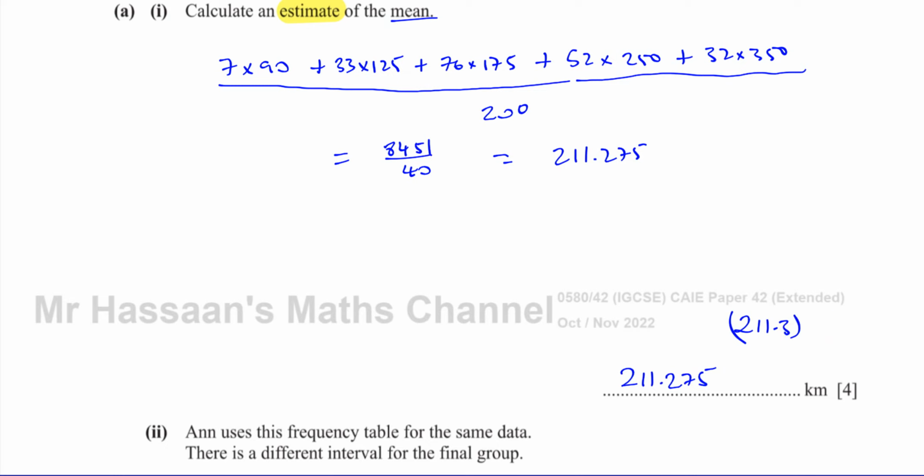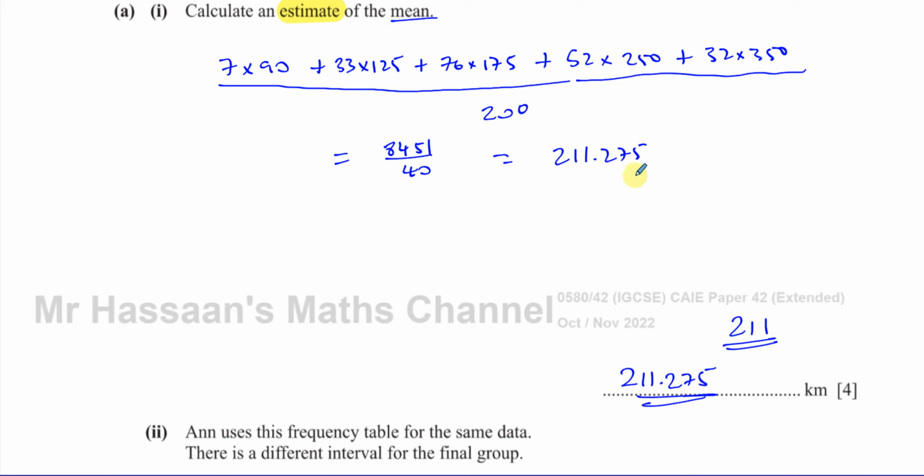No, sorry, what am I talking about? 3SF would be 211. If you write it like this or this, both of them would be fine. 3SF or exactly what your calculator shows, because it stops. It's considered like an exact value. Both of those answers would be fine. So that's part A done.